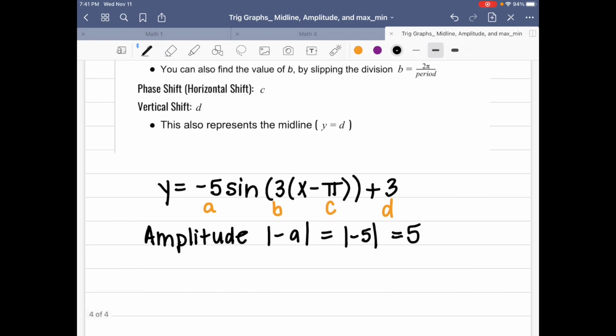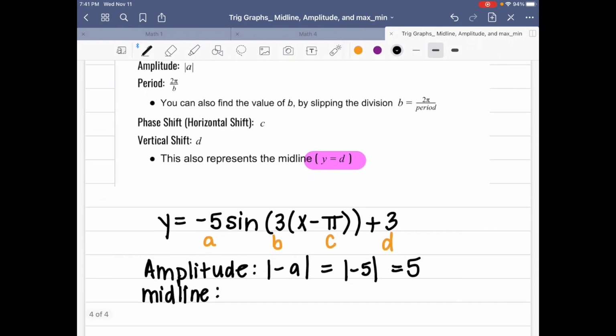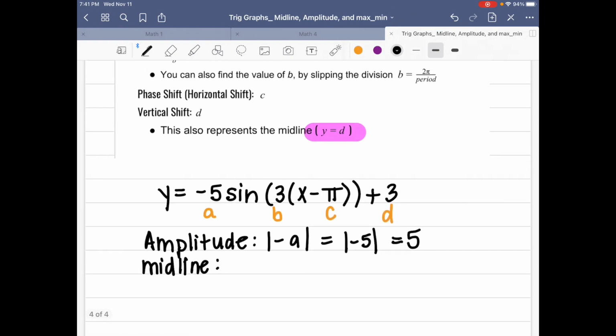Now, speaking of midline, my midline is the middle, or what splits my sine or cosine graph in half. My midline can be found by looking at the vertical shift, that value, how far up it's going or how far down it's going. So when I look at this problem, my midline is going to be y equals my D value, which is positive 3.